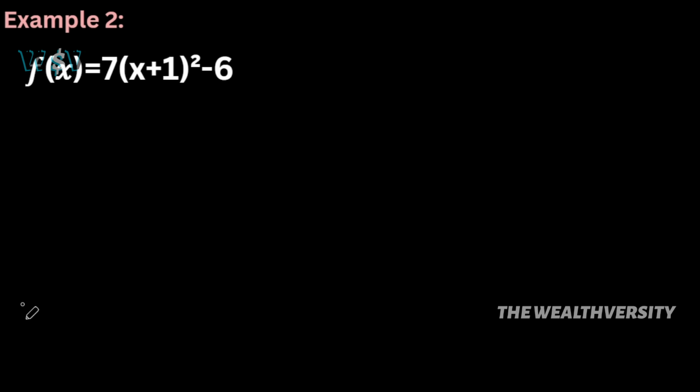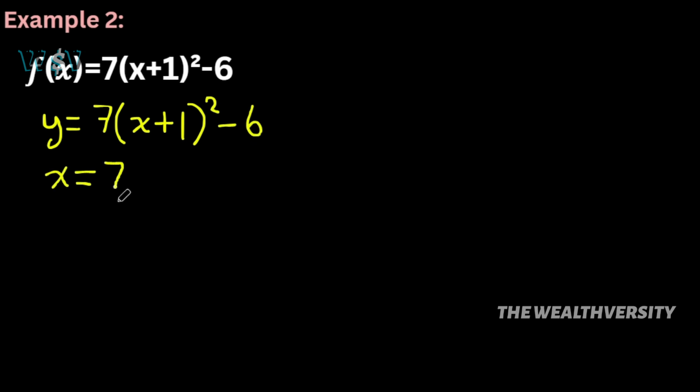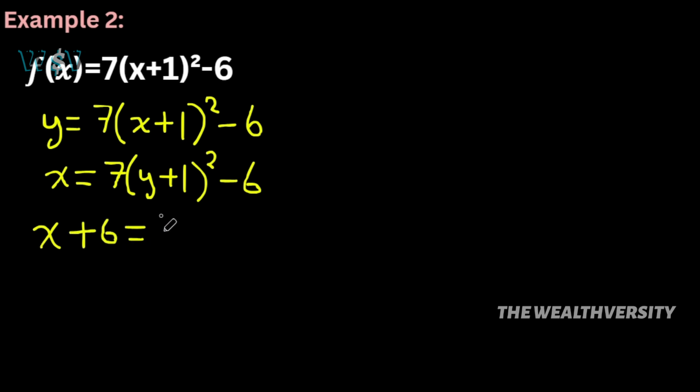Let's do another example. We have f of x is equal to 7 times x plus 1 squared minus 6. Step 1 is replacing f of x with y. Step 2 is switching x and y. And lastly, step 3 is to isolate for y. We do that by adding 6 to both sides, so we get x plus 6 is equal to 7 times y plus 1 squared.